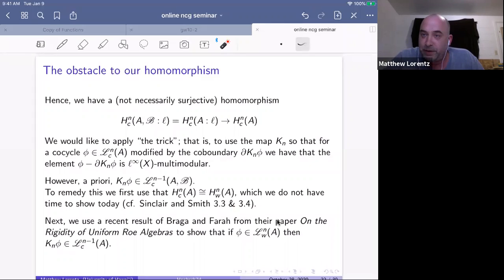But then assuming that, we use recent results from Braga and Farah from their paper on the rigidity of uniform roe algebras to show that if we've got one of these cocycles phi in the weakly continuous maps, then applying K_n of phi to it, we're going to land in the continuous maps. And note that I'm just looking at this as a vector space. Of course, that's not complete.